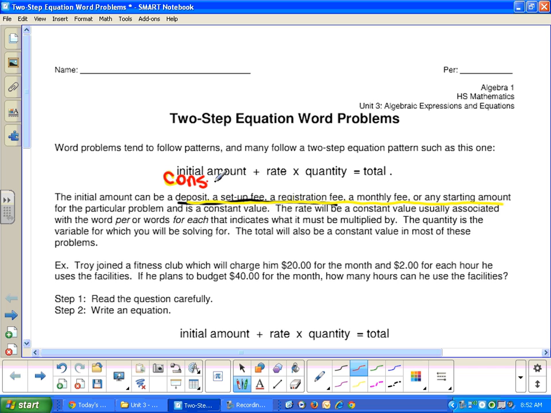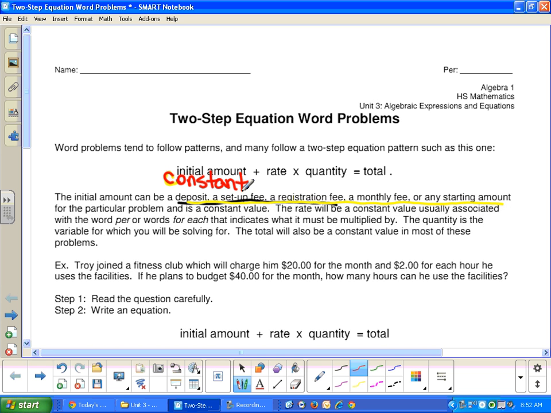Right underneath that, constant. Constant. For your rate, which later we're going to talk about as slope, this is what's changing. This is what's determining what your total amount is going to be.